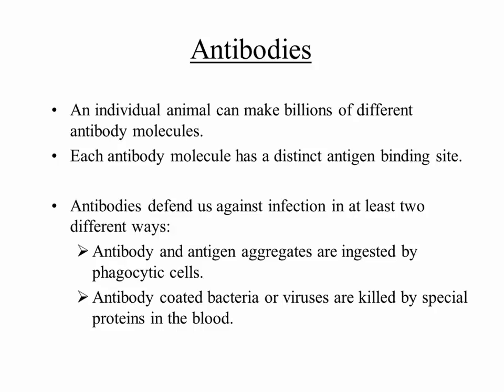Antibodies defend us against infection in at least two different ways. First, antibody and antigen aggregates. When the antibody binds to the antigen, these are ingested by the phagocytic cells. The phagocytic cells are like the trash cleaners in your body. They are going around and getting rid of trash. So if something is marked with an antibody, that will be taken up by the phagocytic cells, number one. The second thing is that antibody-coated bacteria or viruses are killed by special proteins in the blood because these have been marked as the bad guys, right? So they are taken out.